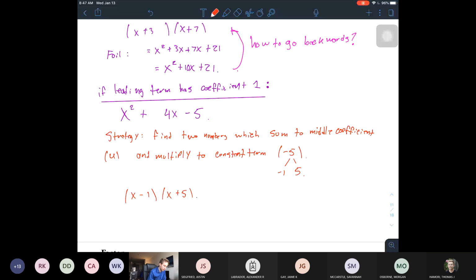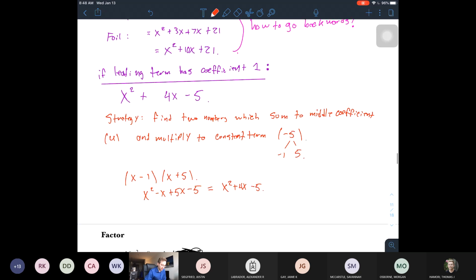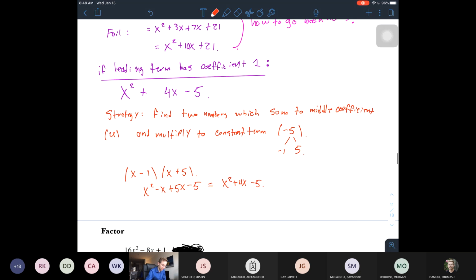And remember, anytime you factor, you can always try foiling again to see if your answer was right. If we were to foil this, what would we get? We get x squared minus x plus 5x minus 5, equals x squared plus 4x minus 5. So that's kind of the shortcut way for factoring these terms when we have leading coefficient 1. That's usually what I will do during class.